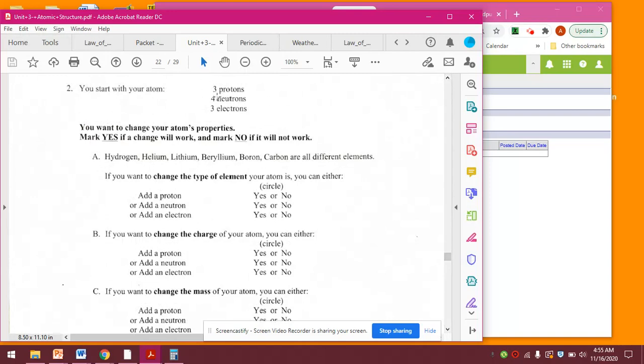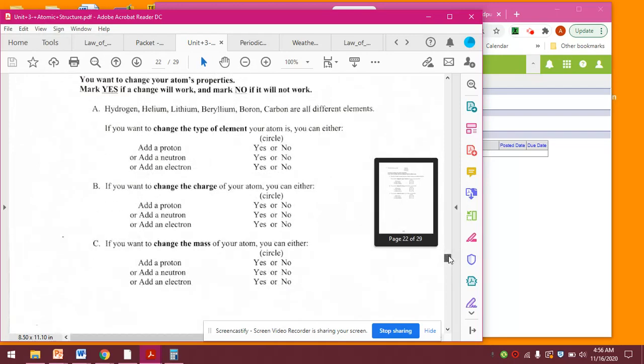Same idea here. You start with your atom: 3 protons, 4 neutrons, 3 electrons, and then make sure you answer these questions here. So mark yes if a change will work, mark no if it will not. So you're looking here at this one right here. So hydrogen, helium, lithium, beryllium, boron all are different elements. If you want to change the type of element your atom is, so if you change the type of element, if you add a proton, will that change it? Yes or no? If you add a neutron, will it change the type of element you have? Yes or no? If you add an electron, will it change the type of element you have?